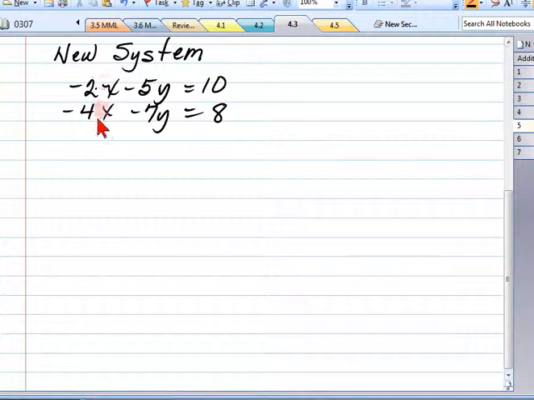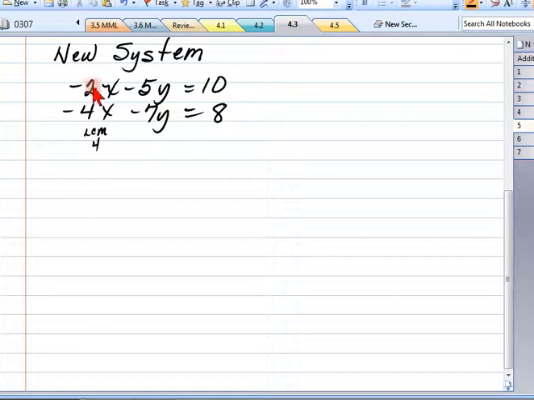All right, x's, they are not opposites. Y's, they are not opposites. Let's discuss each one of them. The x's. What's the least common multiple? What will 2 and 4 both go into? 4. The least common multiple is 4. And I'm not worried about the signs yet. I'll take care of that in a few minutes.